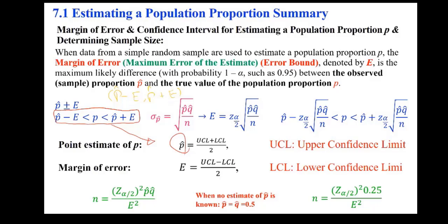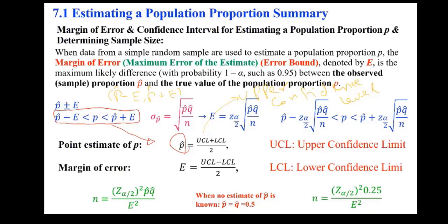But more importantly, notice the endpoints of the interval, P hat minus E and P hat plus E. When I say UCL, that means upper confidence limit. So the upper confidence limit is P hat plus E. The lower is P hat minus E. And if you add them up and divide by 2, it gives P hat. If you subtract and divide by 2, it gives you the margin of error E.